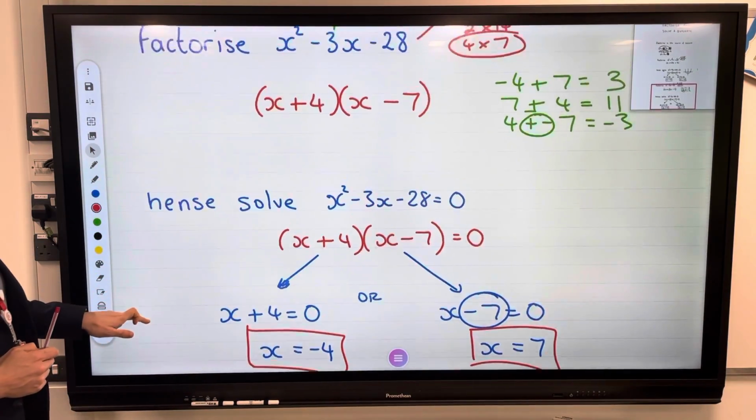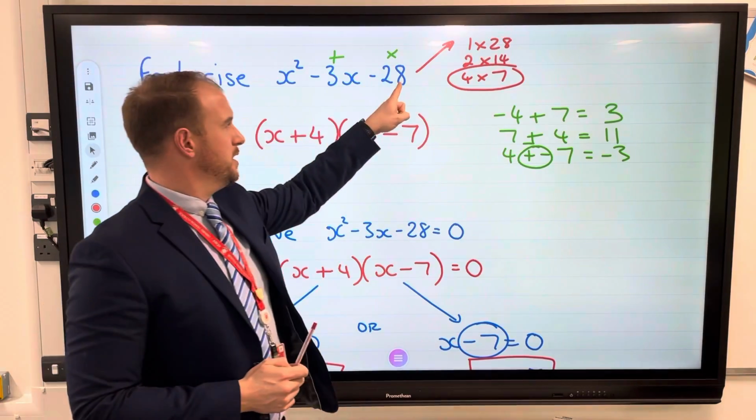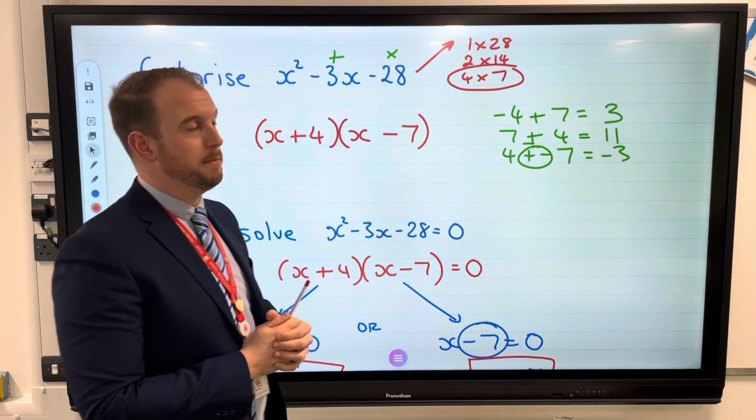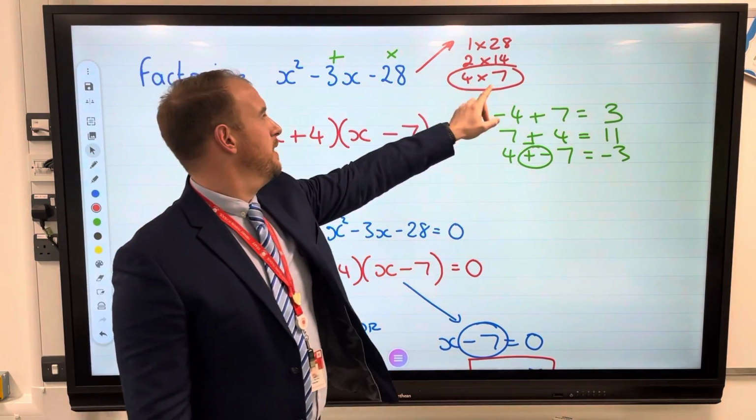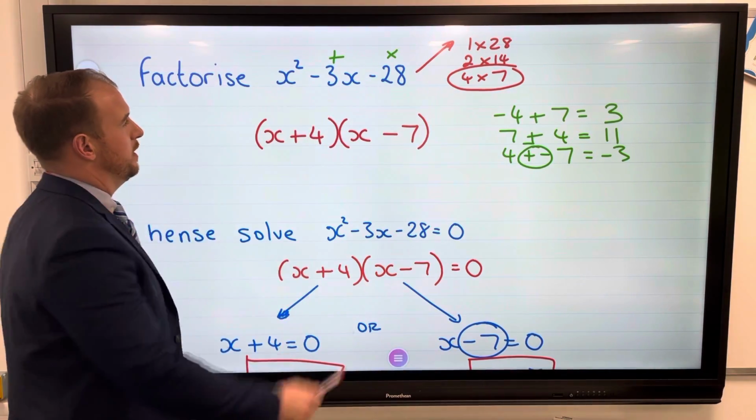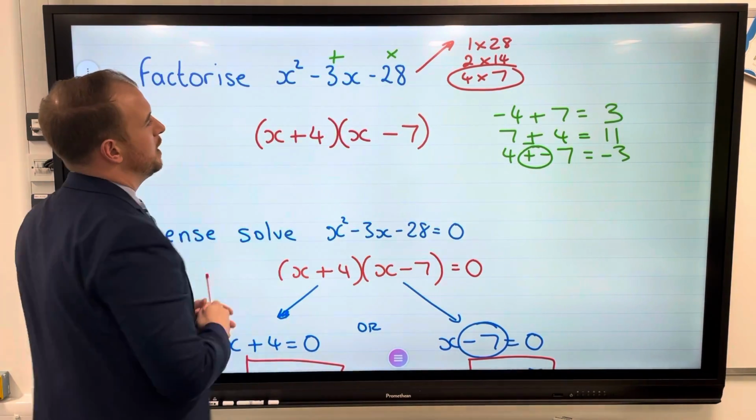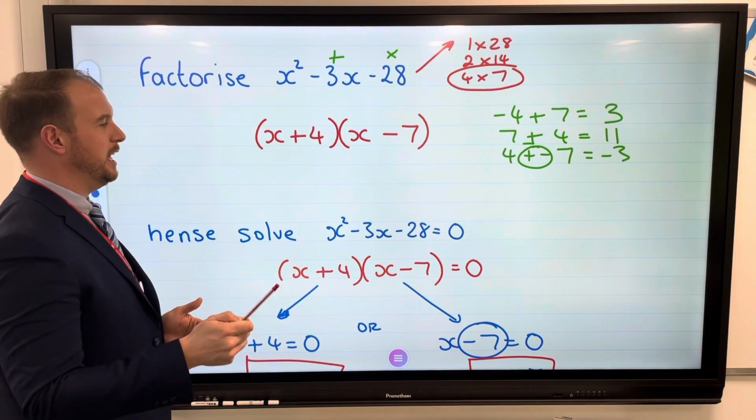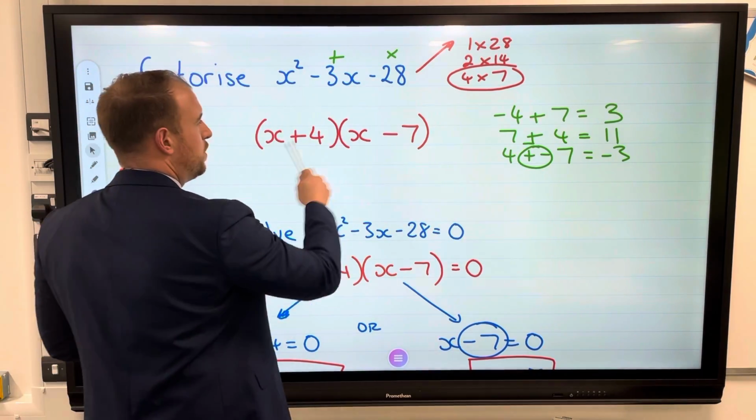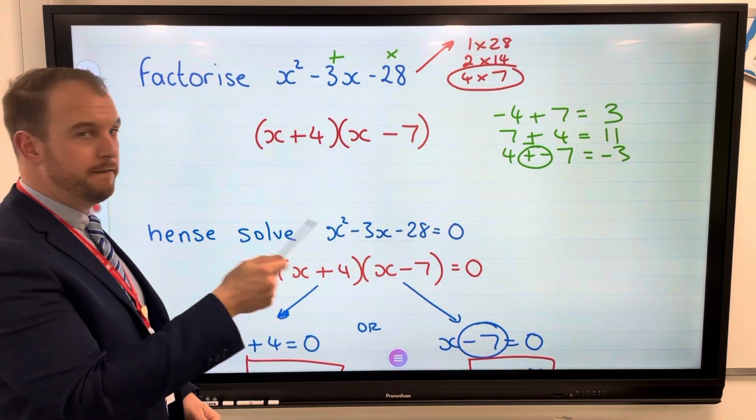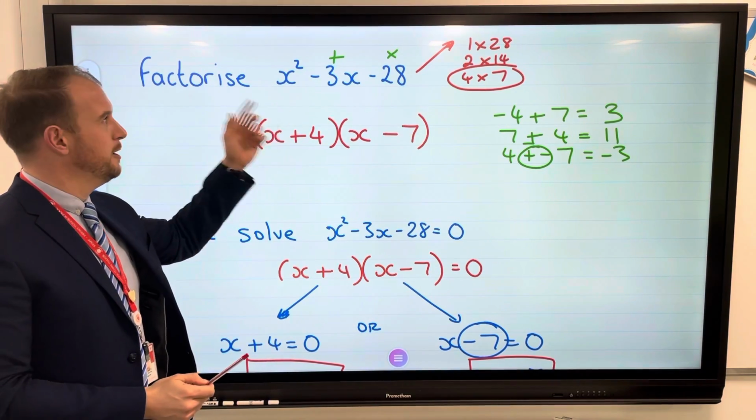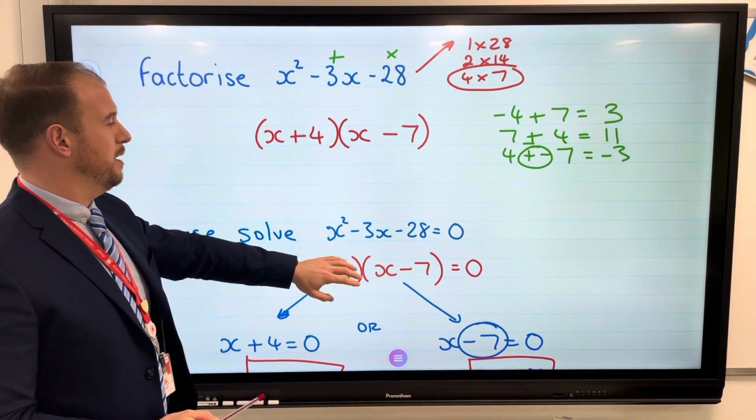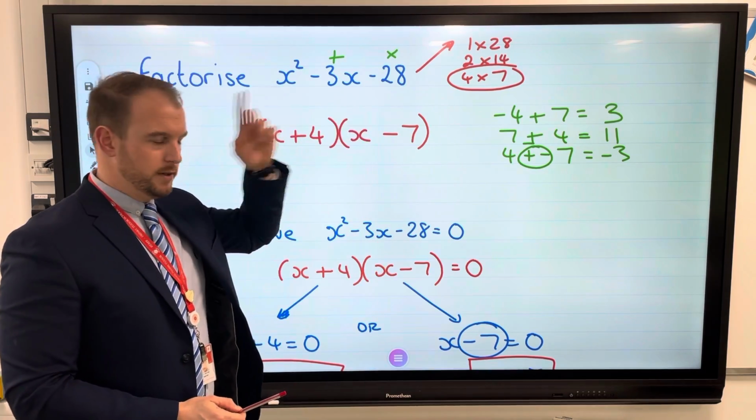So just to quickly recap. First step, factors of that last number. Pick a pair to make the middle number, or middle coefficient, and be careful with positives and negatives. Once you've got it, it might be worth checking, do a bit of FOIL expansion to see if you're right, because you won't get the marks for this if you've got it wrong. Just bear that in mind.